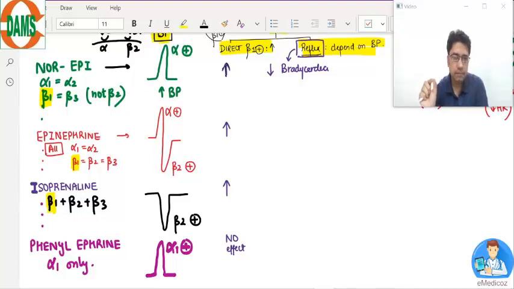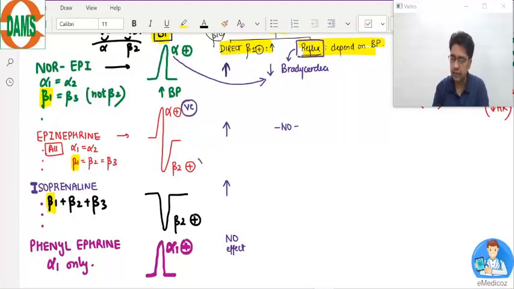Because norepinephrine produces vasoconstriction. Okay? Because of this vasoconstriction, it will lead to bradycardia. Okay? Norepinephrine, no effect, because it leads to vasoconstriction as well as vasodilatation. It produces both, and they will cancel each other.